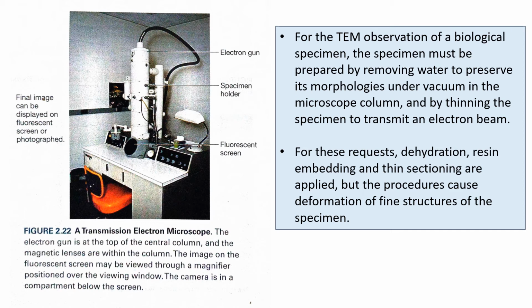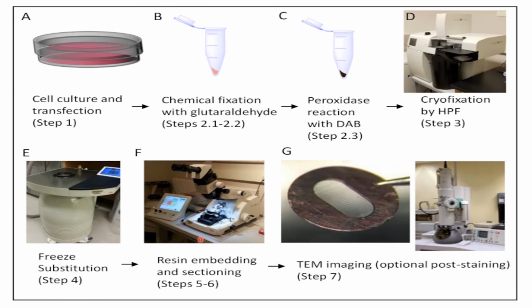So for all these requirements, sometimes this dehydration, resin embedding, and thin sectioning, etc., can cause deformation of fine structures of the specimen. So as you can see here in this figure, they are showing some of the steps under which the cell culture undergoes chemical fixation and cryofixation, etc. And it is sectioned and then imaged under the TEM microscope.